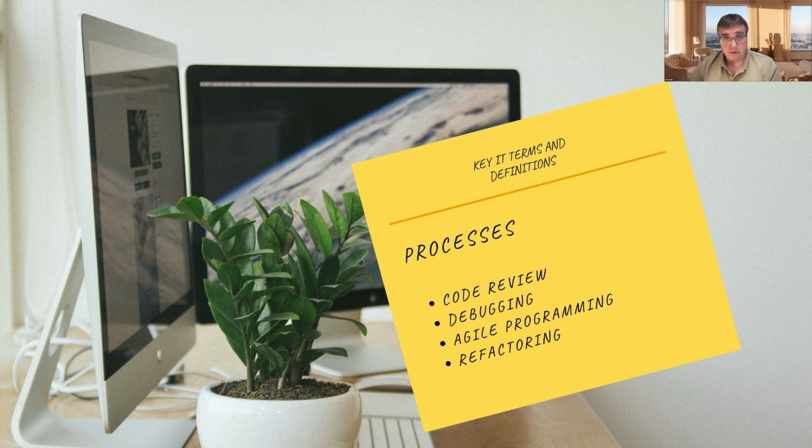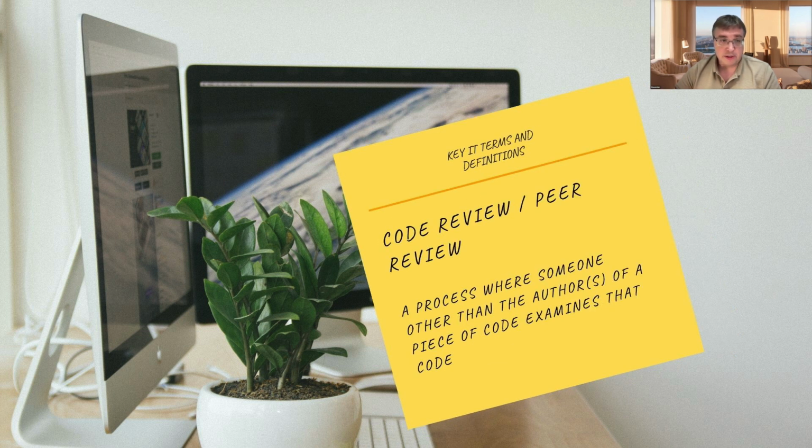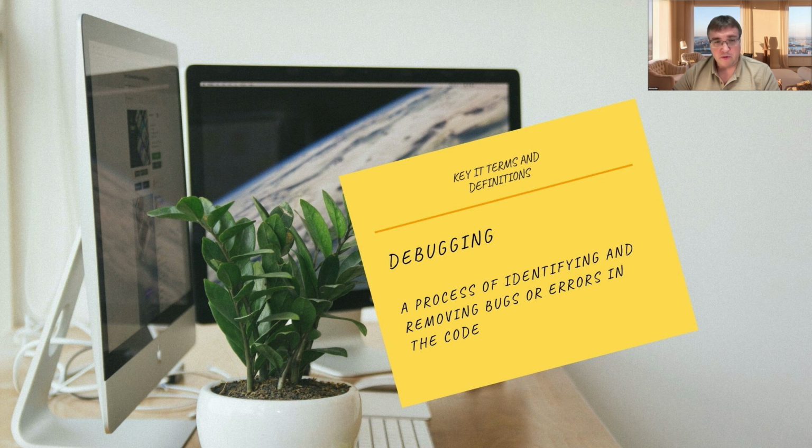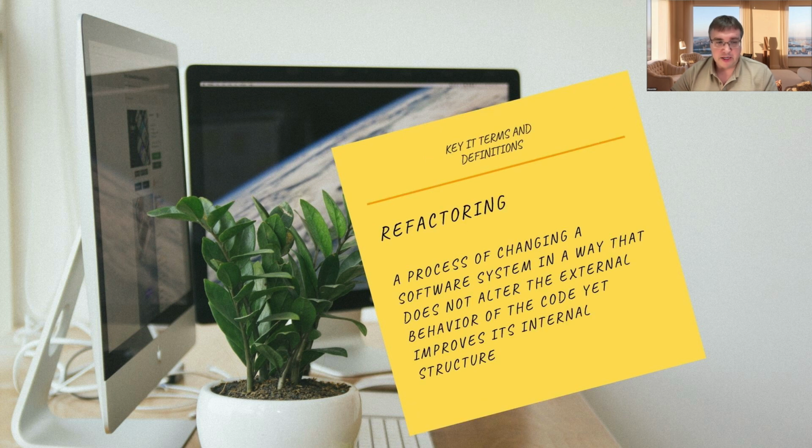The next big group of terms are processes. Processes may include code review, debugging, agile programming or coding, and refactoring. And our first term here is code review or peer review. It means a process where someone other than the author of a piece of code examines that code. Debugging. Debugging is a process of identifying and removing bugs or errors in the code. Refactoring. Refactoring is a process of changing a software system in a way that doesn't alter the external behavior of the code, yet it improves its internal structure.